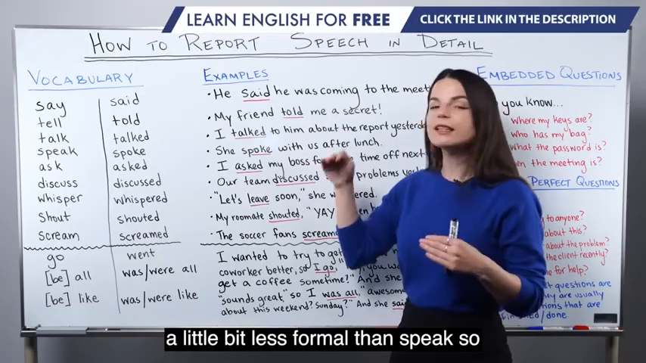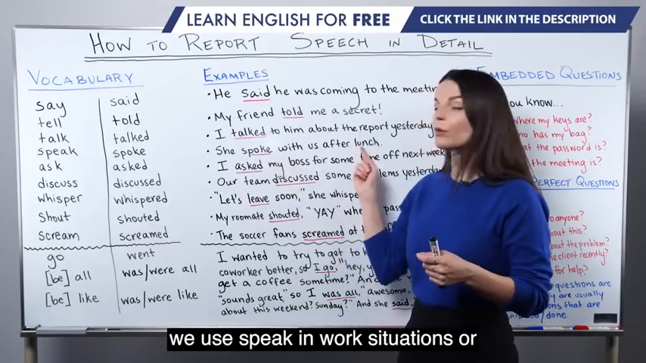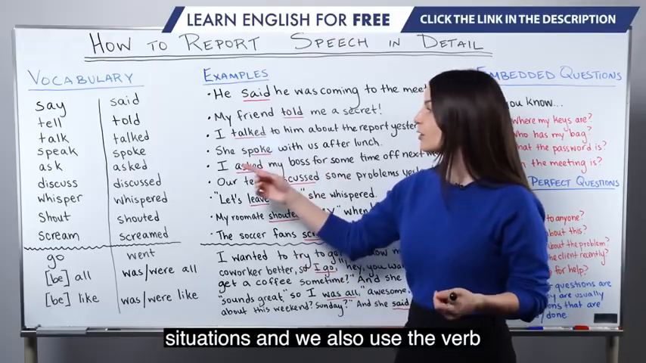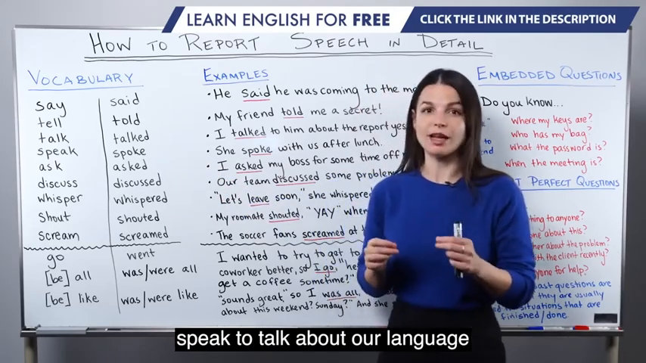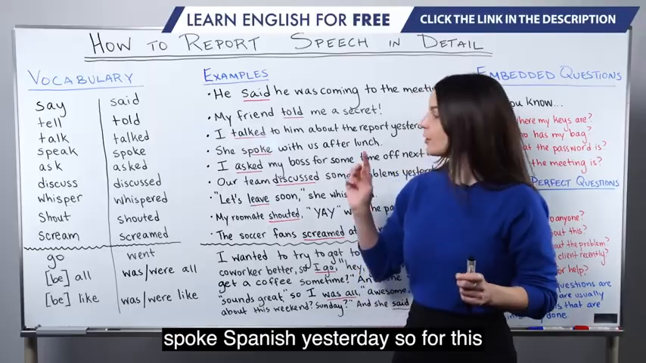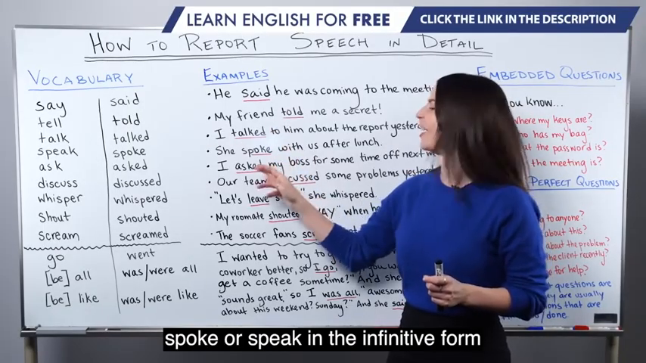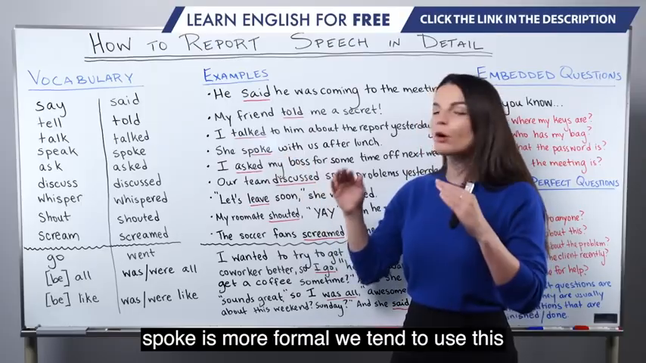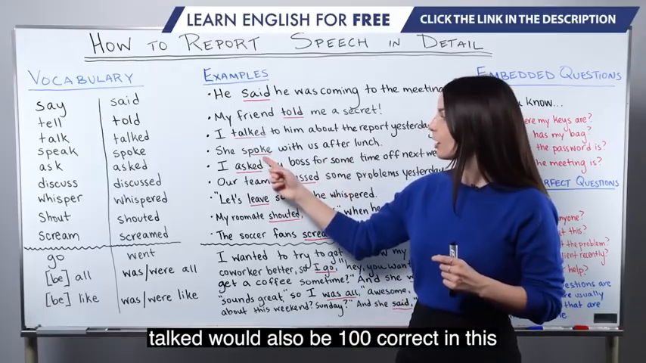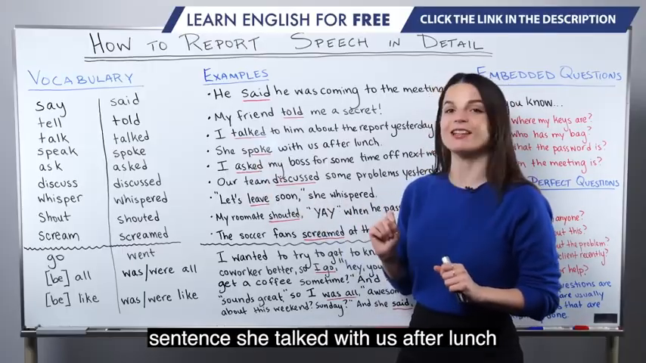Generally, talk is a little bit less formal than speak. So we use speak in work situations or professional situations, more formal situations. And we also use the verb speak to talk about our language abilities, like he speaks English or she spoke Spanish yesterday. So for this lesson, I want to just consider that spoke or speak in the infinitive form. Spoke is more formal. We tend to use this in professional situations. So talked would also be 100% correct in this sentence. She talked with us after lunch.